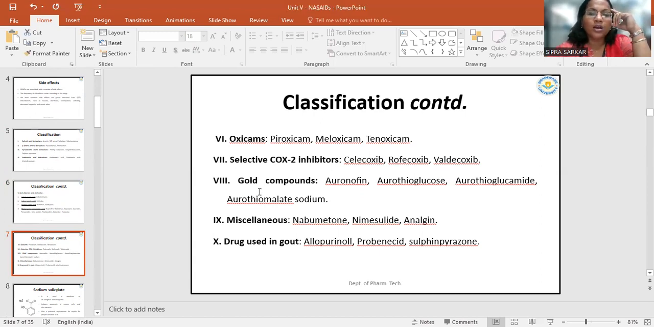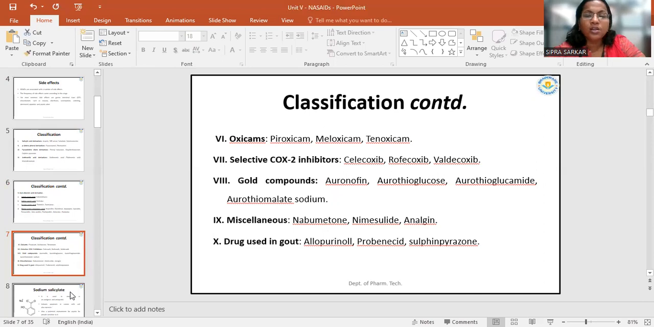Now, there are a number of gold compounds which are very important in case of specific types of problems, and they are costly also. Auranofin, auro, because aurum is the name of gold, where gold is incorporated in the compound. That's why auranofin, aurothioglucose, aurothiomalate sodium. Miscellaneous category: nabumetone, nimesulide, which is also banned, analgin, but these are drugs sometimes used in India also. And drugs used in gout: allopurinol, probenecid and sulfinpyrazone.